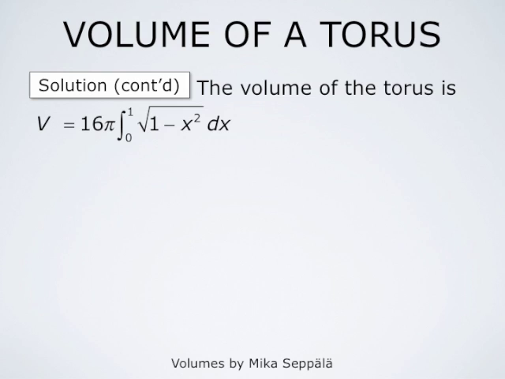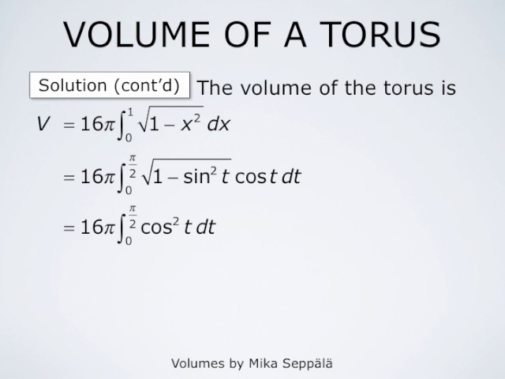Therefore, this volume, which now is 16 pi times integral from 0 to 1 of square root 1 minus x squared dx, gets the form 16 pi times integral from 0 to pi over 2 of square root 1 minus sine squared of t times cosine of t dt. And now 1 minus sine squared is cosine squared. Square root of that is just cosine. So we really have to integrate cosine squared of t dt. So the volume is 16 pi times integral from 0 to pi over 2 of cosine squared t dt.